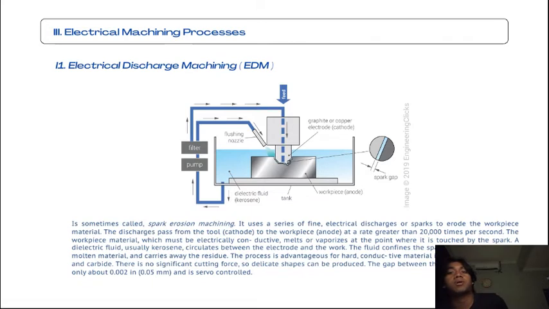The tool also sees some spark action in the reverse direction. Additionally, some secondary operation may be required to remove a hard thin recast surface layer or fine surface cracks caused by thermal stresses, depending on the material used and the function of the part produced.